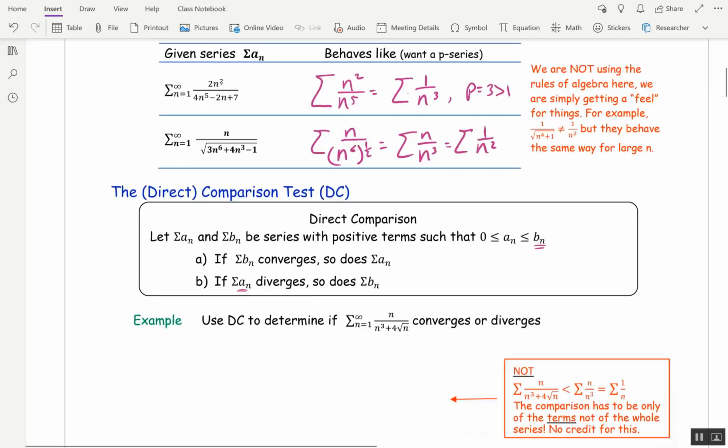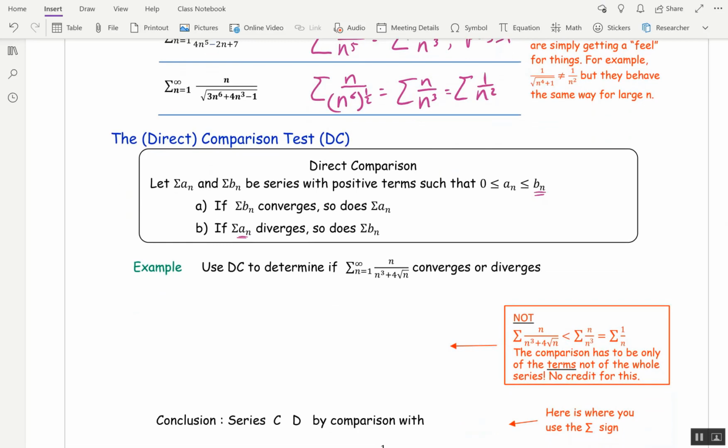So let's try using direct comparison. First of all, we need to decide what we think this does. So this looks like, or behaves like, and this is informal, we're not proving anything, we're just saying, well, this looks like n over n cubed, because the highest power in the denominator is n cubed, which is the sum of 1 over n squared, which converges. So we're going to try and show that our series converges.